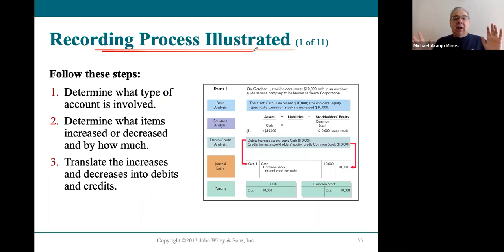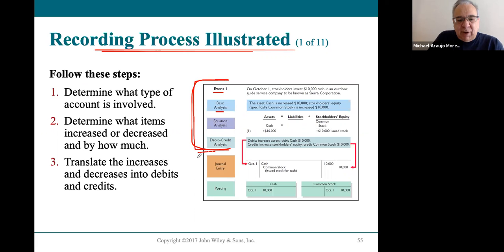So basically, this is the whole process. This is a very good set of slides to look at really how far we've come in this chapter so far. We've done a lot of analysis. Look at the very first part of every event here, right? It starts off with the event. We have a basic analysis of what happened. Then we have the equation. And then we do our debit and credit analysis. All this analysis is learning objective 1 and 2 combined.